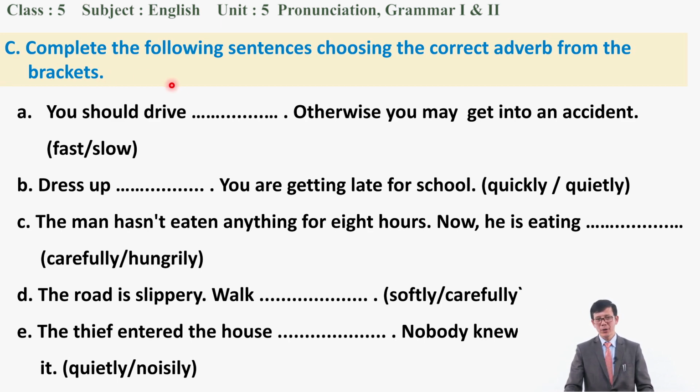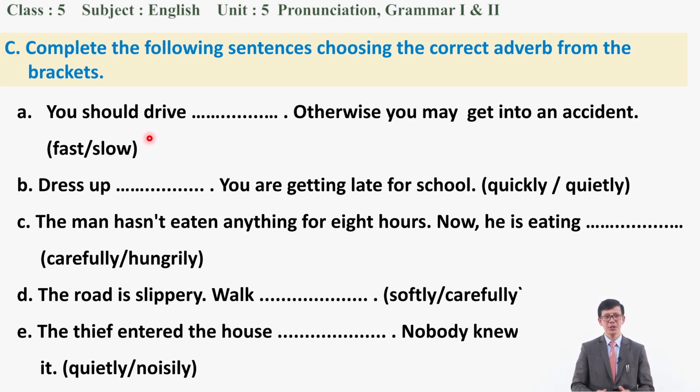You should complete the following sentences choosing the correct adverbs from the brackets. Let's see here, okay? There are two alternatives there. So you have to choose the one correct one to complete these sentences. Let's see sentence A. You should drive fast or slow, okay? Otherwise, you may get into an accident. Okay, let's see. Then what should you do? You should drive fast or slow. Otherwise, you may get into an accident.